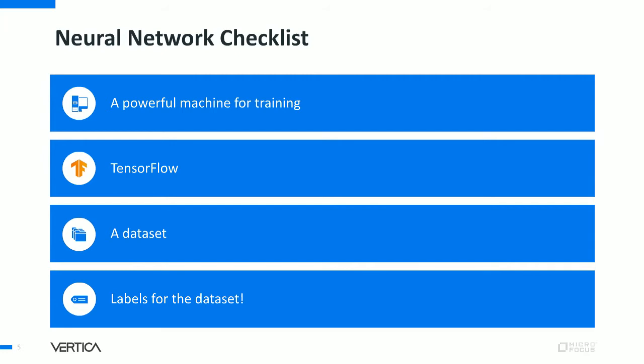So here's a quick checklist on what you need if you have a specific task that you want to solve with a neural network. So the first thing you need is a powerful machine for training. We discussed why this is important. Then you need TensorFlow installed on the machine, of course. And you need a data set and labels for your data set. Now, this data set can be hundreds of examples, thousands, sometimes even millions. I won't go into that because the data set size really depends on the task at hand. But if you have these four things, you can train a good neural network that will predict whatever result you wanted to predict at the end.